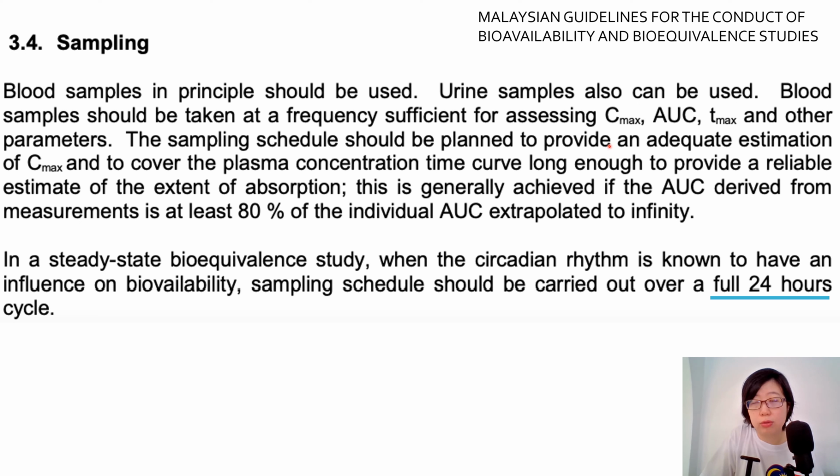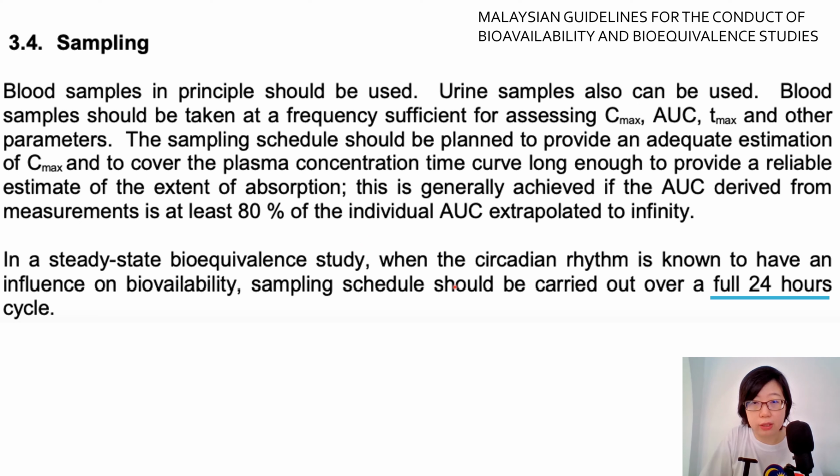So the main parameters that we need to measure out of the samples are your Cmax, your AUC, and your Tmax. These are the 3 main parameters. So the AUC should at least cover 80% of the whole graph if extrapolated to infinity. In this video, we actually would not talk about the details on how to calculate. That will be covered in different modules of the topic.